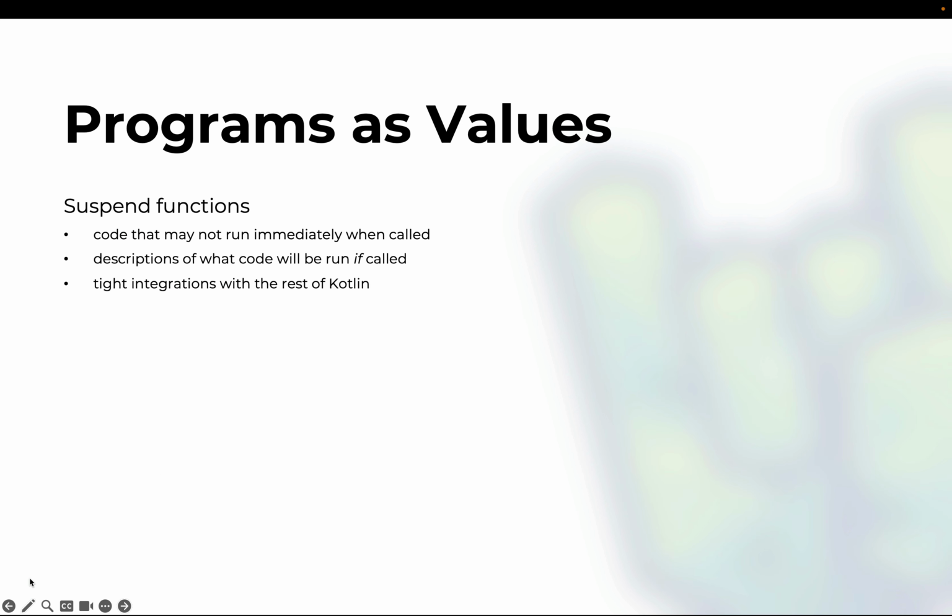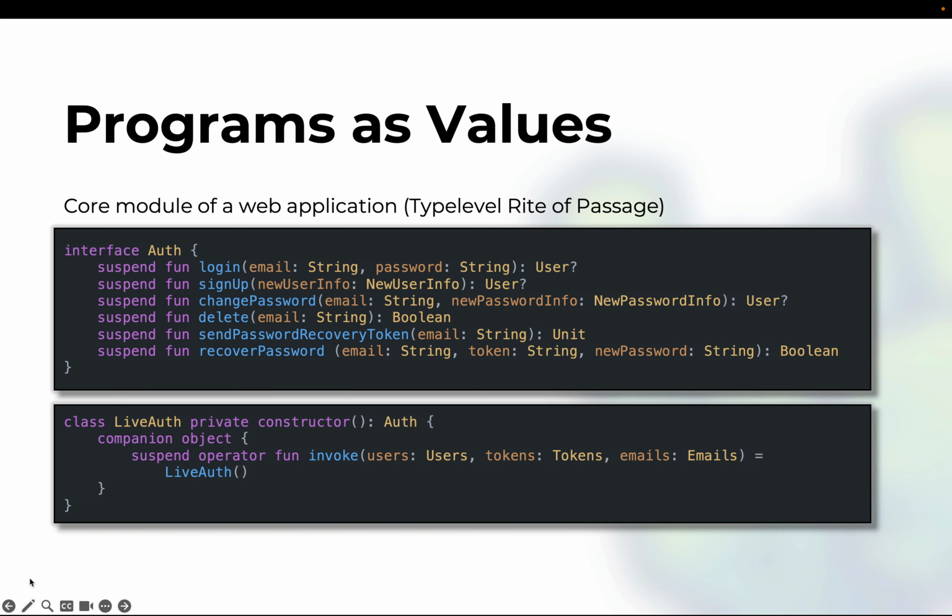Another thing that I wanted to talk to you about is the ability to describe programs as values. Kotlin currently has suspend functions which describe code that may not run immediately when called. These are essentially descriptions of what code will be run if those suspend functions are invoked. And suspend functions are tightly integrated with the rest of Kotlin. This is great. So let me show you a layer in an application that I wrote in a long course that I have at Rock the JVM called the type level rite of passage.